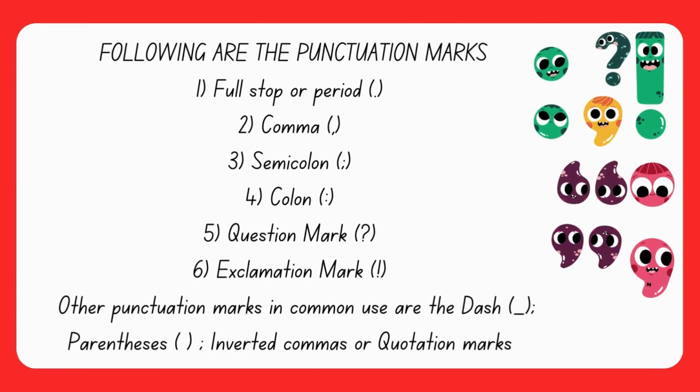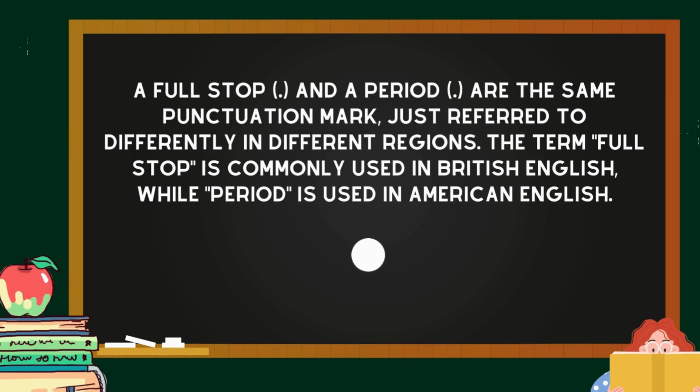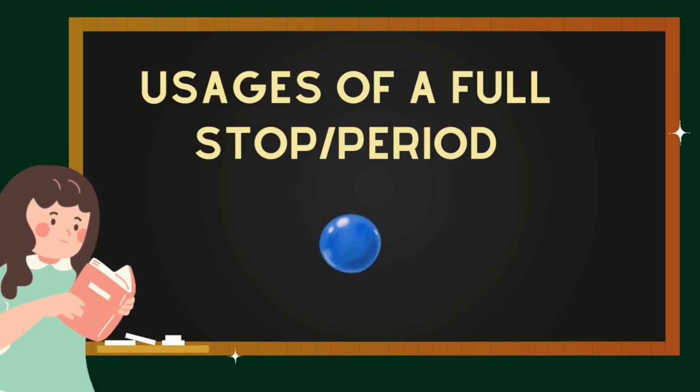Following are the punctuation marks: full stop, comma, semicolon, colon, question mark, exclamation mark. Other punctuation marks in common use are the dash, parentheses, inverted commas or quotation marks. Full stop. A full stop and a period are the same punctuation mark, just referred to differently in different regions. The term full stop is commonly used in British English, while period is used in American English. Let's discuss its uses.